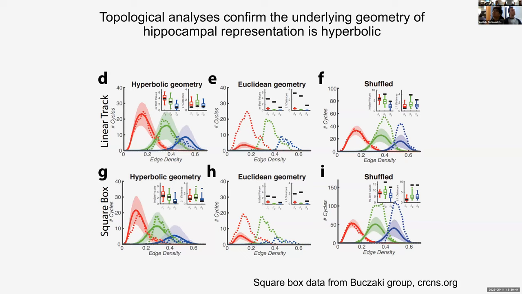So there are other data sets online. Poncho took data from Buzsaki's lab. This is in a square box. And in this case, also the three-dimensional Betti curves are consistent with the data, and the Euclidean ones are not consistent.